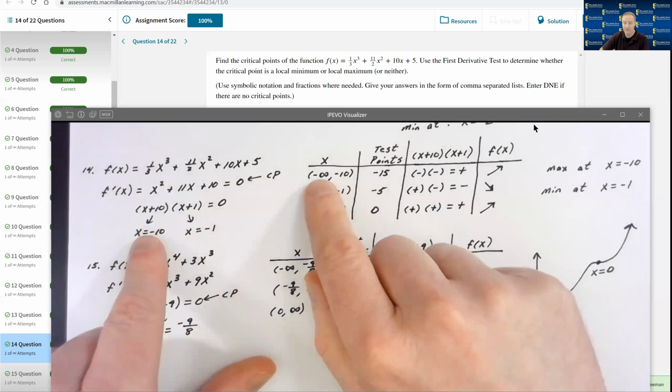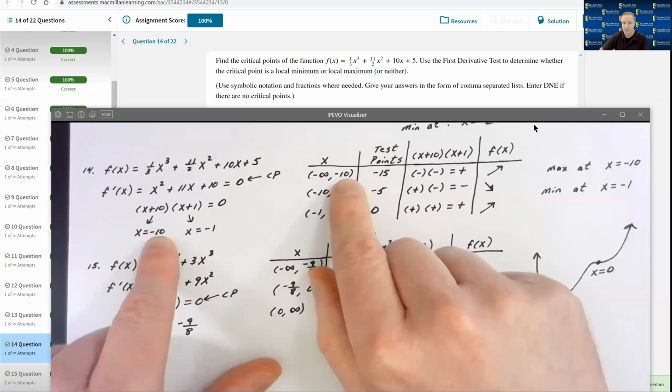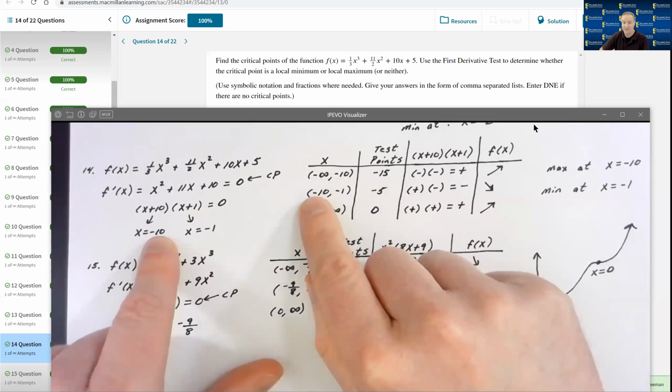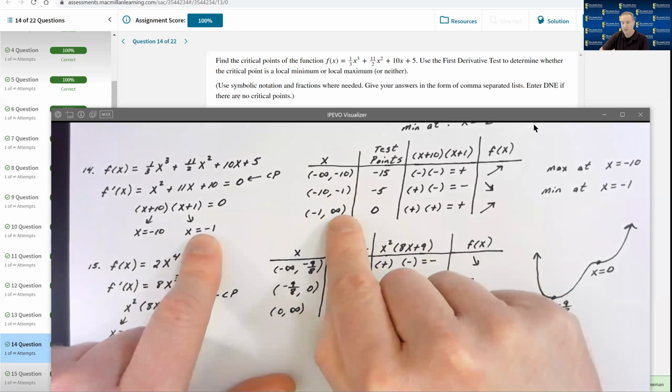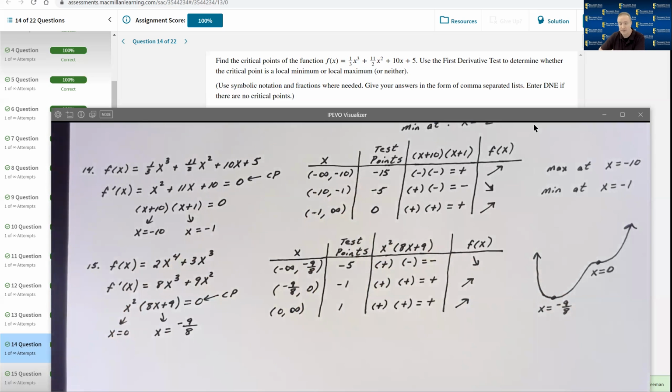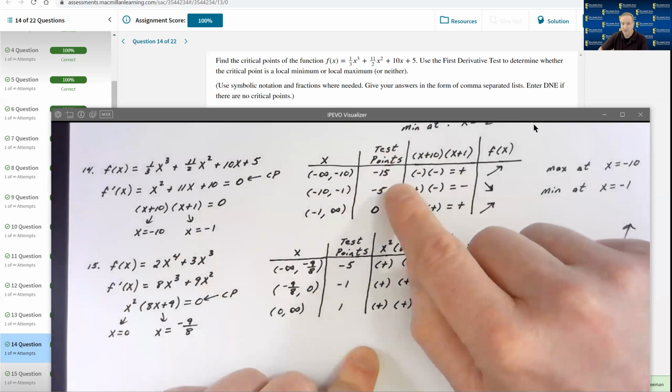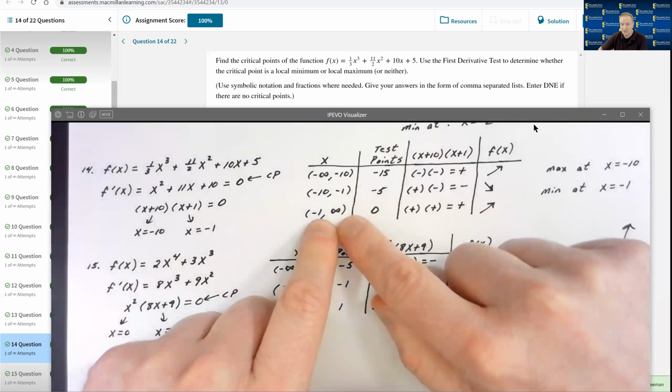So I start at -infinity, go to your lowest critical point, -10. Go from that critical point, -10, to your next one, -1. Then you go from -1 to infinity for your last region. And then you say, well, each of these test regions needs a test point. I just found 3 points that all fit within each of these regions.